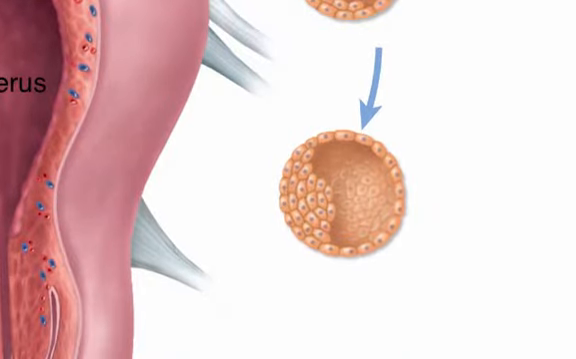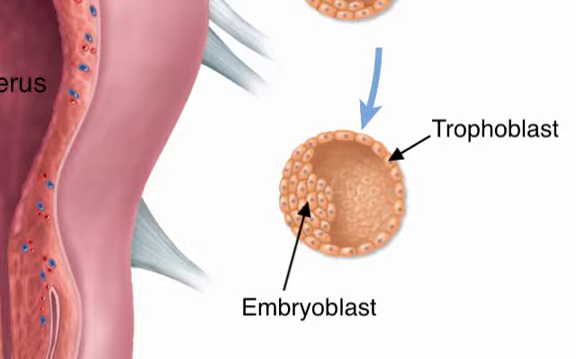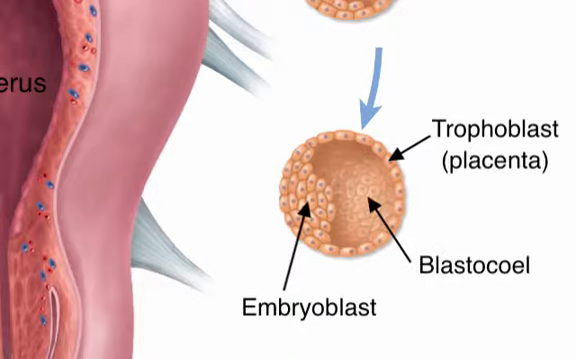The outer layer of squamous cells is called a trophoblast, and the inner cell mass is called the embryoblast. There is also an internal cavity called the blastocele. If the conceptus survives, the trophoblast will form part of the placenta and nourish the embryo, whereas the embryoblast will become the embryo itself.